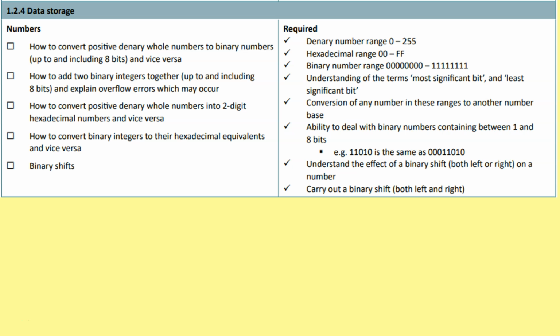Unit 1.2.4, data storage. So quite a lot to go through in this. Some people find these calculations difficult. They're not. They just require a little bit of practice.